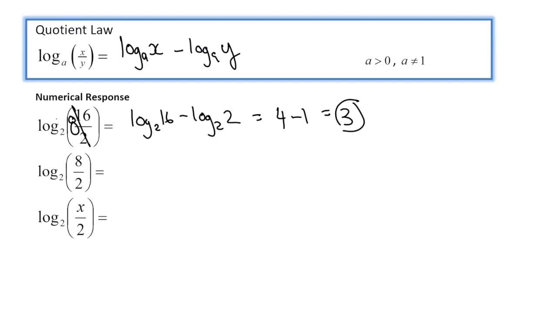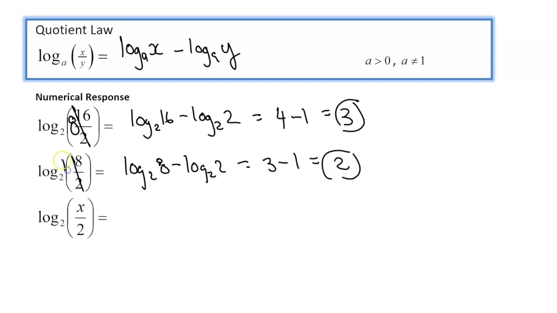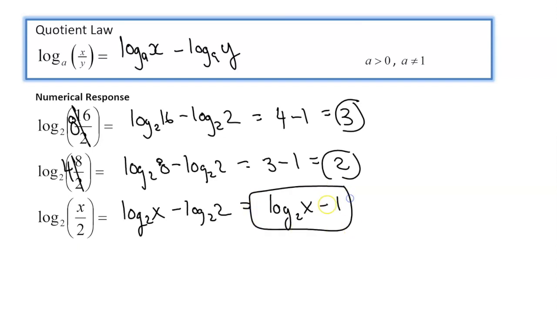Okay, so then how about for this next one here? We could say log base 2 of 8 subtract log base 2 of 2. And that's like saying 3 subtract 1, which would give us 2. And yes, that's 2, because log base 2 of 4 does equal 2. So that means, therefore, we can say log base 2 of x subtract log base 2 of 2 could be simplified to say log base 2 of x subtract 1. You can't really do much more than that, but you are able to expand it to that point.